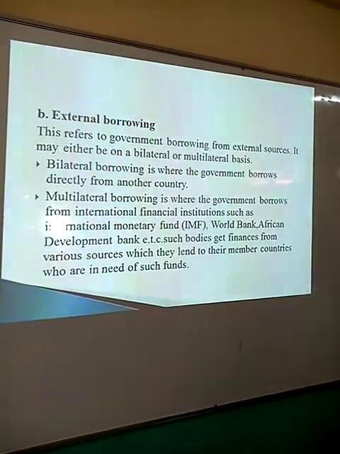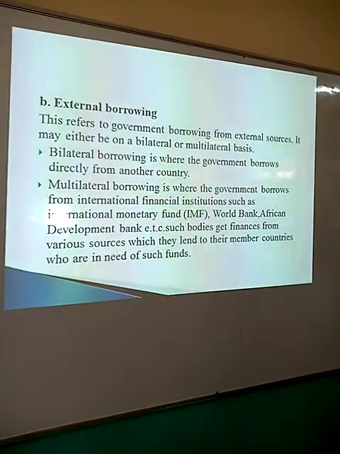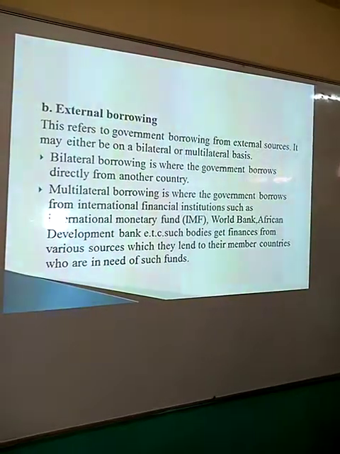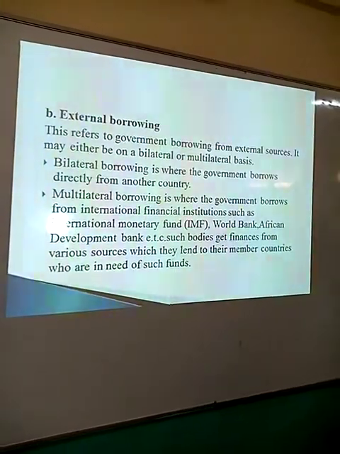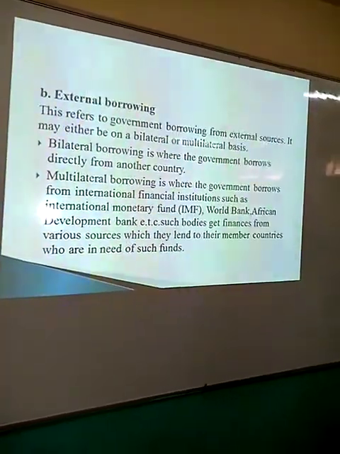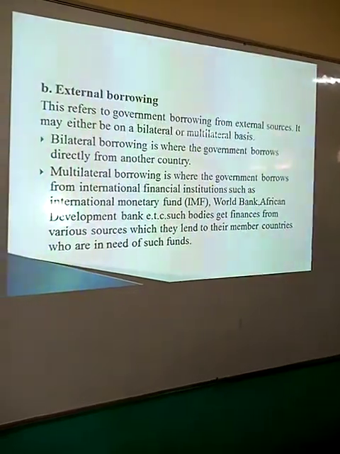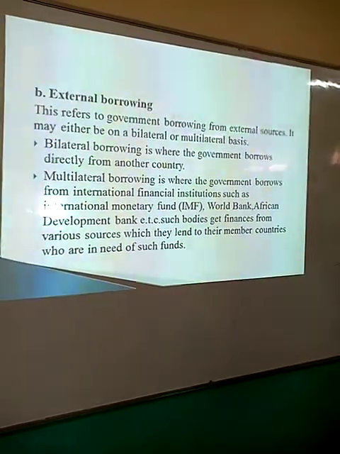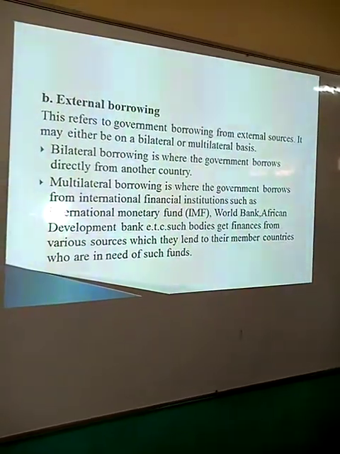Then when we talk about external borrowing, we are referring to borrowing from external sources, like I had already said earlier. It may be either on a bilateral or a multilateral basis. Bilateral in the sense that it's one country dealing with another. Kenya is borrowing from another particular country, for which the borrowing is a deal between the two. Then we can also have multilateral borrowing, where the government borrows from international financial institutions like the IMF, World Bank, Development Bank. Such bodies get finances from various sources, which they lend to their member countries who are in need of such funds.